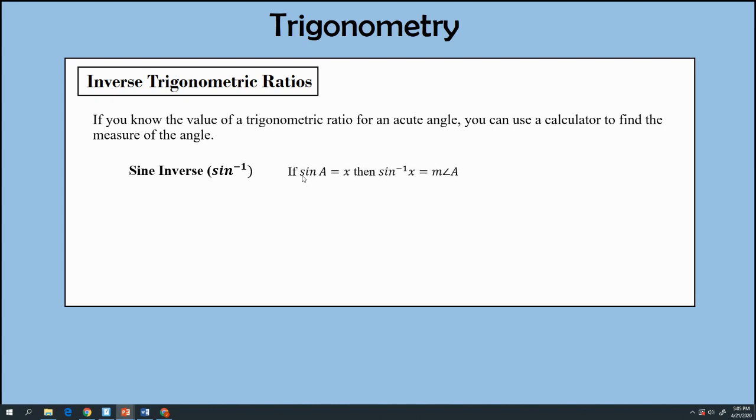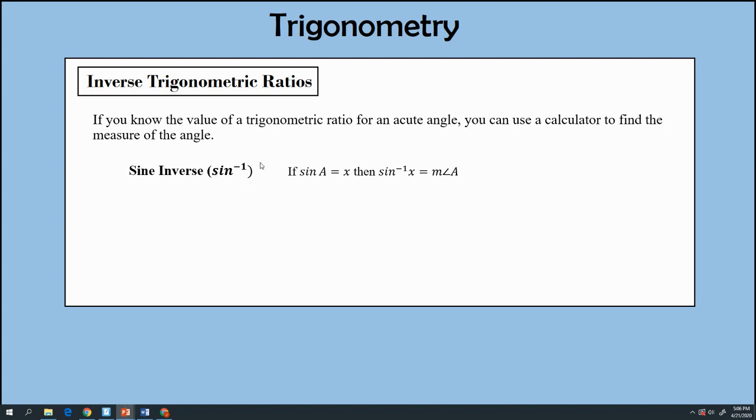What that means is if my unknown is the angle, so I'm saying sine of A equals X, X is some number, and I want to get A, then I'm going to apply sine inverse. The sine inverse of that value will tell me what the angle is. And it's easiest to see in an example than it is for me to try to explain it this way.